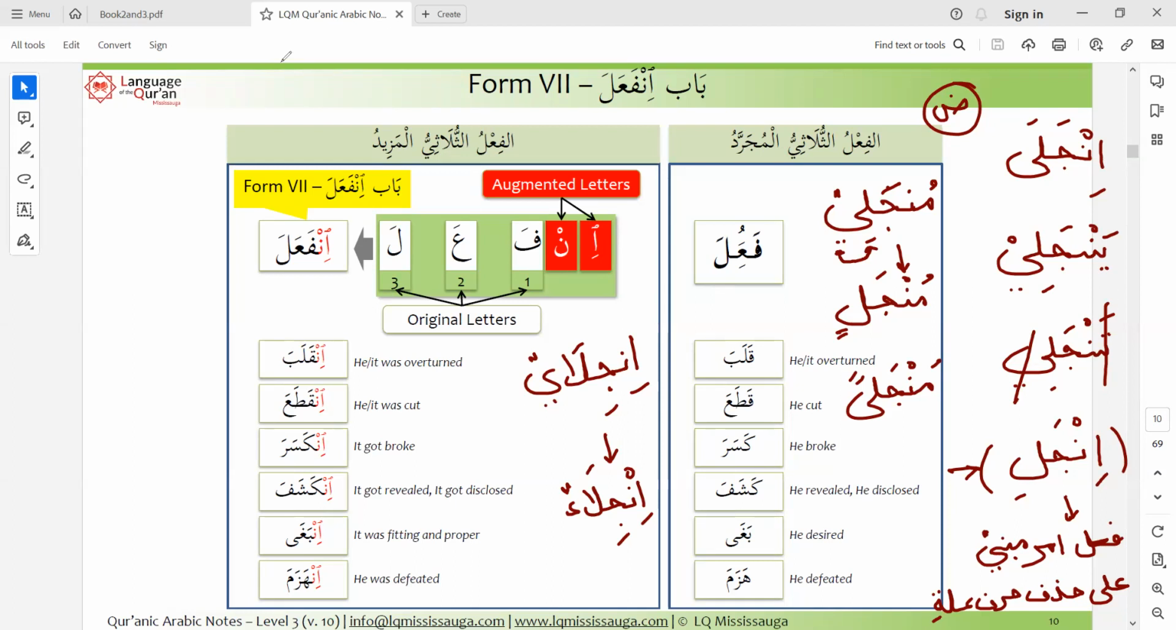Now we come to this isnad. This is really important because you need to write this isnad, so I'm writing it for Madi. Injala, Injalaya, Injalaw, Injalaya, Injalaw. This is the isnad of Madi, Ghaib, Mudakkar.